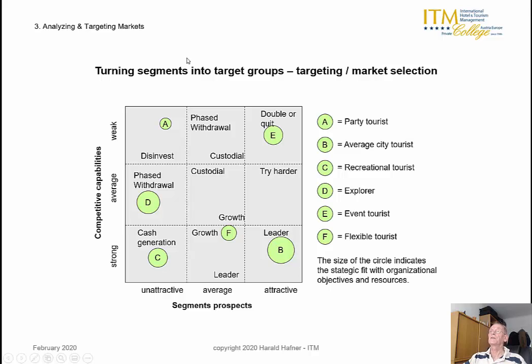So with this matrix, you have a real good indicator or strategic advice of what to do with the individual segments that you have created in the segmentation and which you have analyzed in the competitive analysis, and thereby in one picture, and that's the good thing about it, you can actually get some strategic guidelines of what to do with those segments.